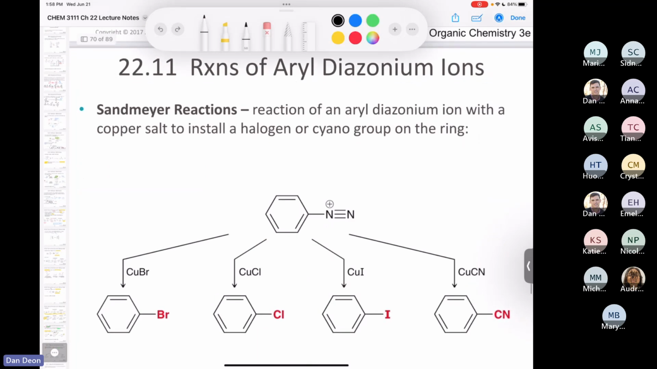And the first one that I mentioned before the break even started is the Sandmeyer reaction. And there are several iterations of the Sandmeyer reactions. And basically all we do is we take our diazonium salt, and we treat it with copper(I) bromide, copper(I) chloride, copper(I) iodide, or copper(I) cyanide. And that way we can incorporate a bromide, chloride, iodide, or cyanide, or sorry, a nitrile, I should say, into the molecule. There's no mechanism for any of this in the textbook, so it's just kind of a reaction that you need to know, and that's all there is to it. It's nothing more than that.